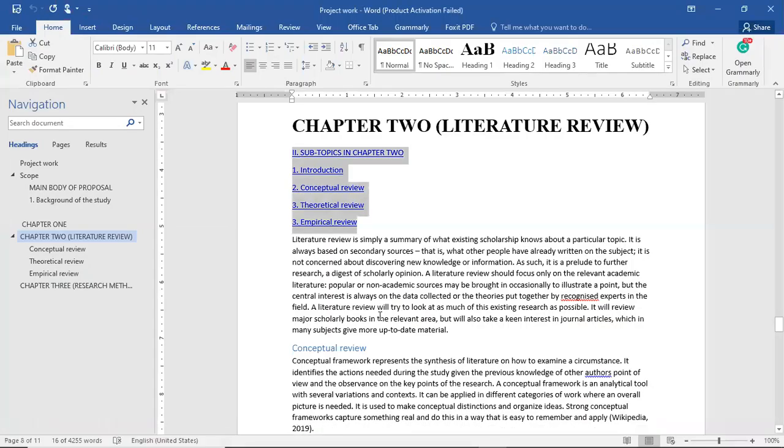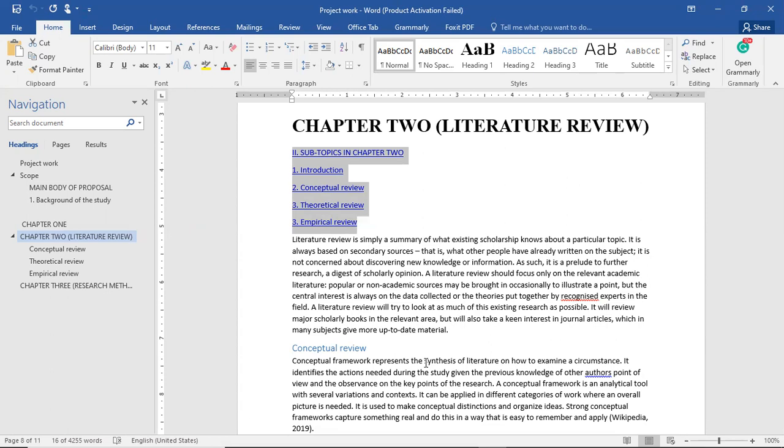Now, chapter 2 of the research, or chapter 2 of a project work, is called the literature review. You will see in some books they write review of related literature. It is the same thing.